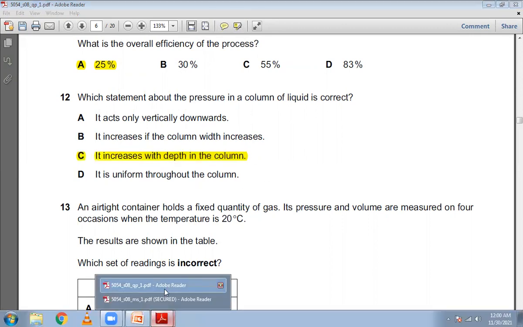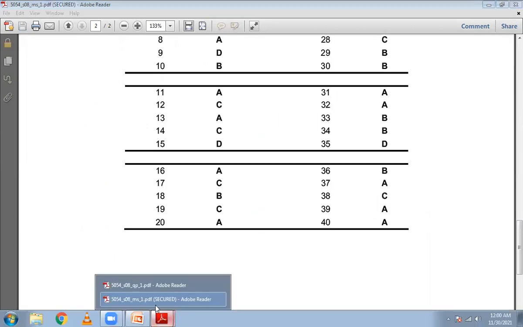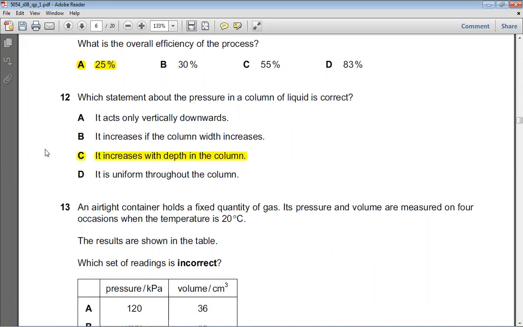Question number 12. Let's check question number 12. C is the answer. What is our choice? C is the right answer, sir.